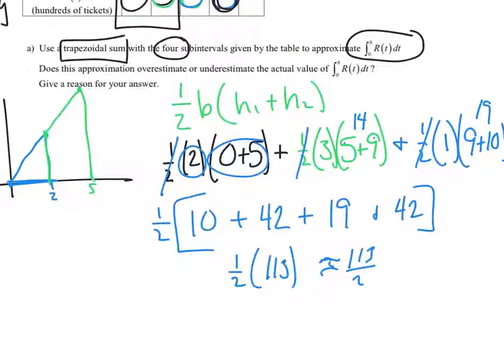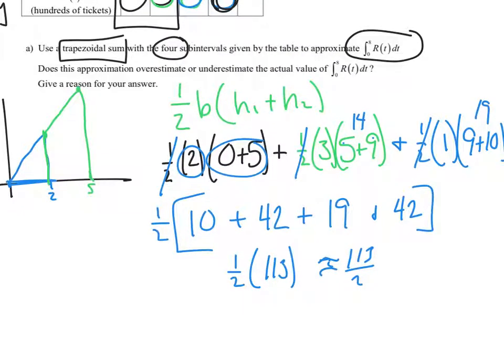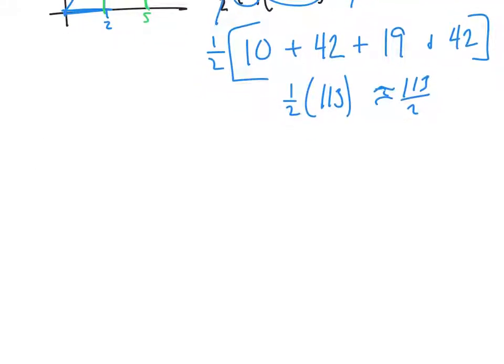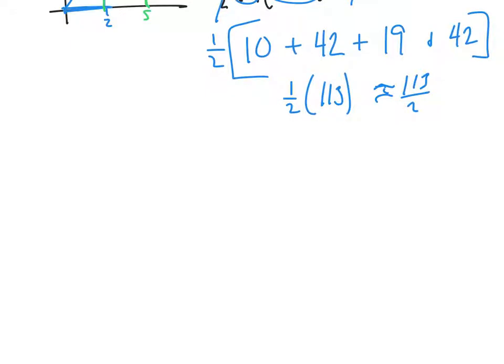So now the question is, does this approximation overestimate or underestimate the actual value? Give a reason for your answer. So all we know is that this function is concave down. Okay, so let's make a big note there that we know this function is concave down. So here's what I'm going to do. I'm going to draw myself two concave down functions.